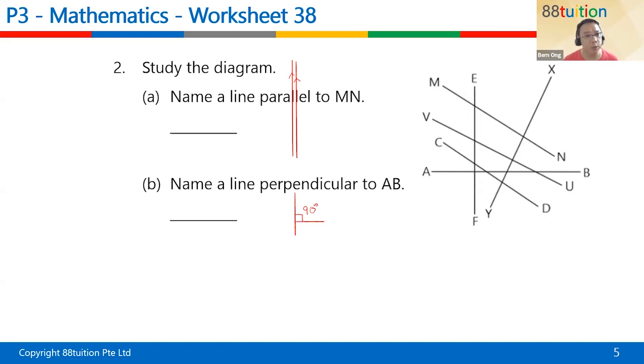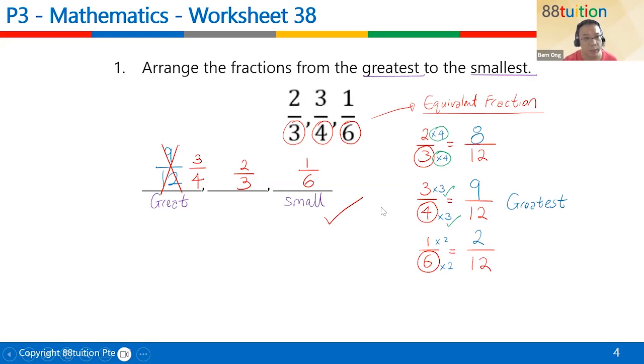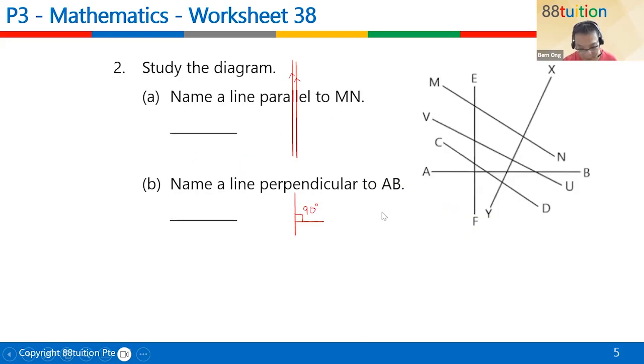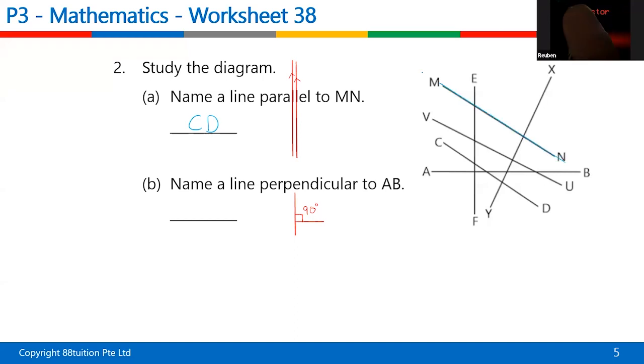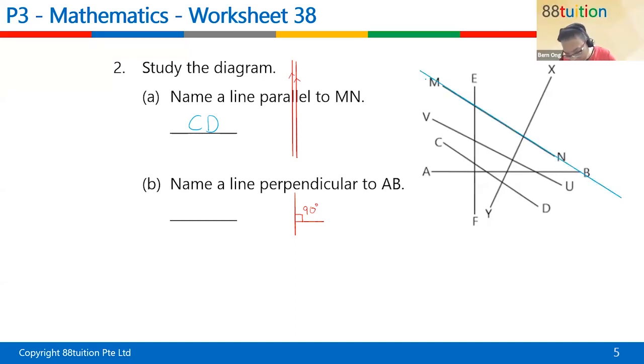All right, so Ruben was giving me the previous answer, which is 3/4, 2/3 and 1/6. Correct, Ruben. Smart. All right, and Kayla is giving me the answer for 2A. Is it CD? Yes, correct. Kayla is correct. CD. So they're looking for the line parallel to MN. This is MN. All right, so which line is parallel? You can actually slide your ruler down. The only answer is this.